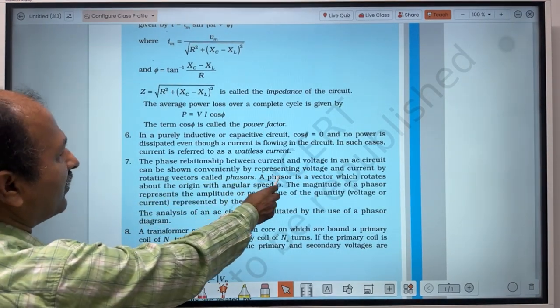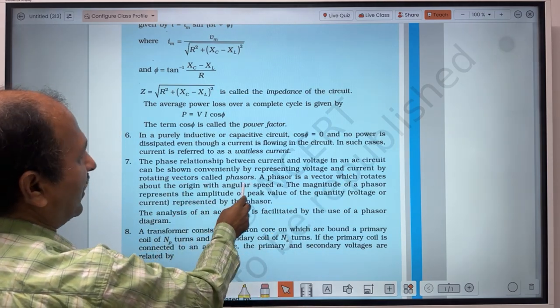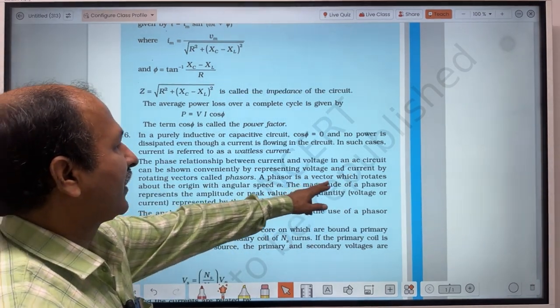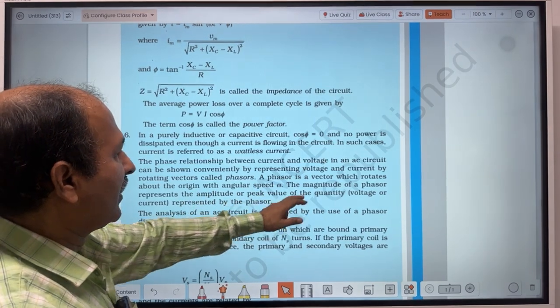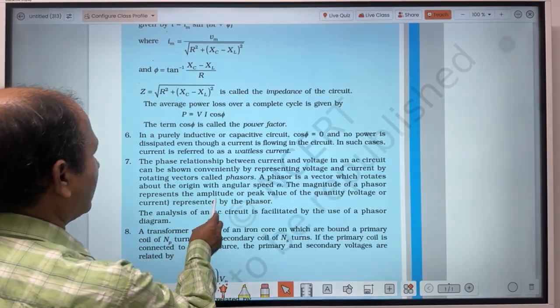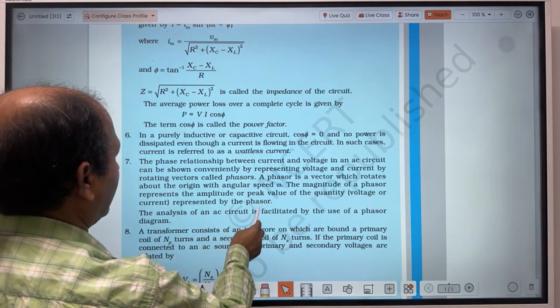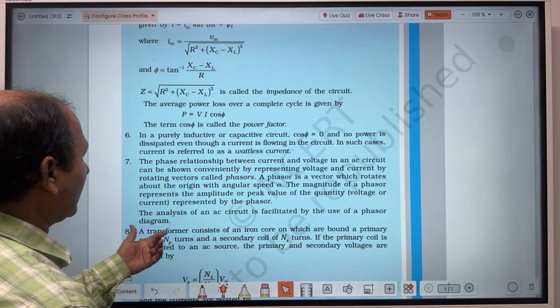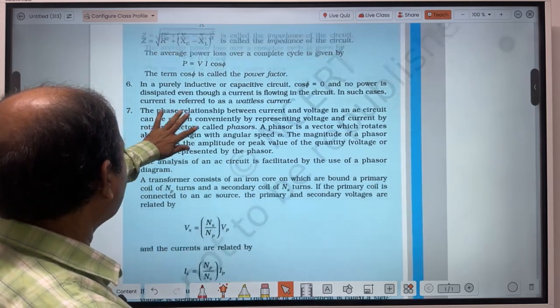The phase relationship between current and voltage in an AC circuit can be shown conveniently by representing voltage and current by rotating vectors called phasors. A phasor is a vector which rotates about the origin with angular speed omega. The magnitude of a phasor represents the amplitude or peak value of the quantity, voltage or current, represented by the phasor. We have seen the analysis of an AC circuit is facilitated by the use of a phasor diagram.